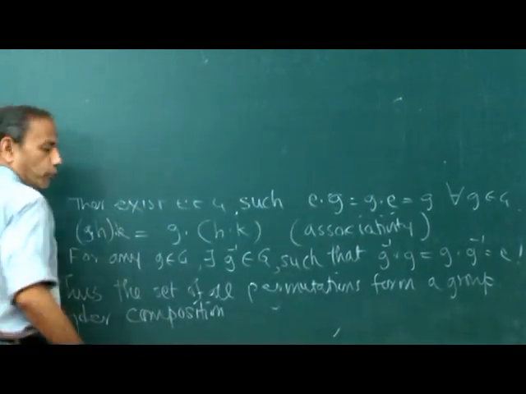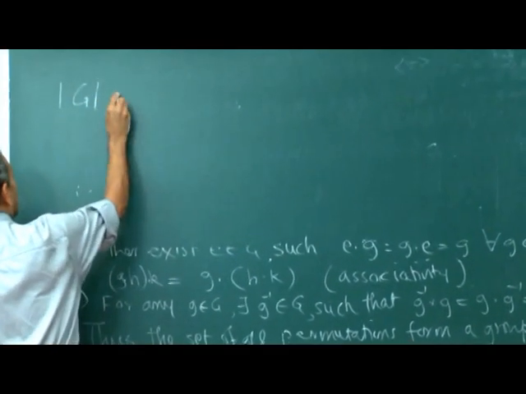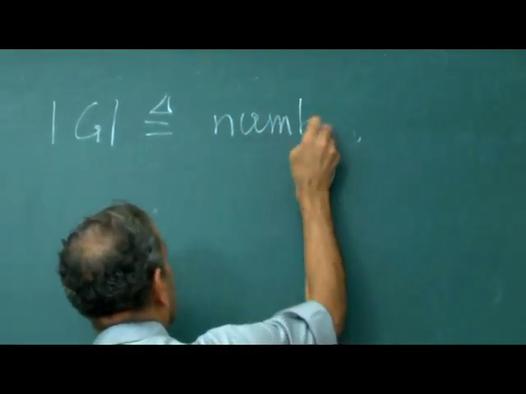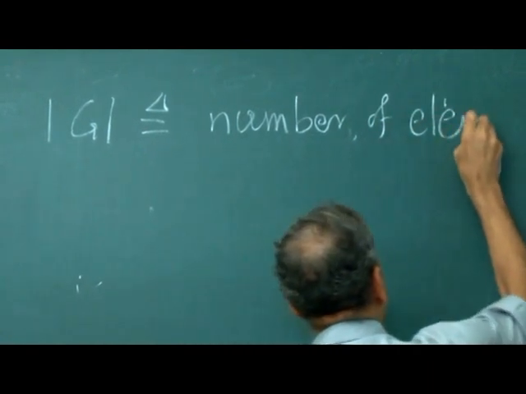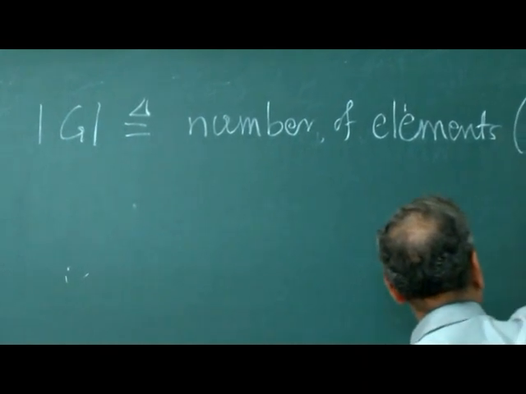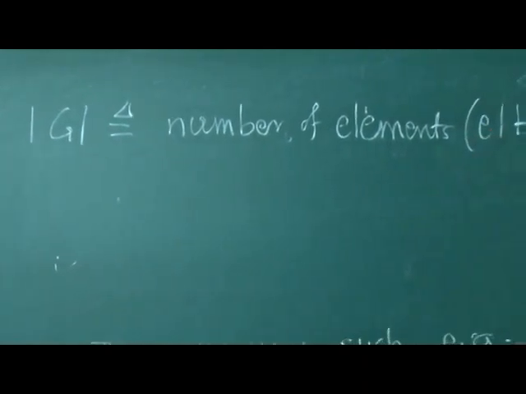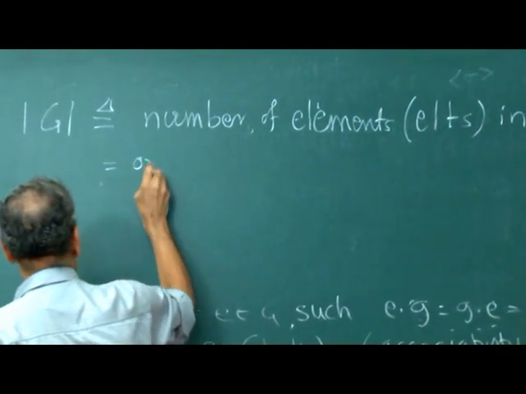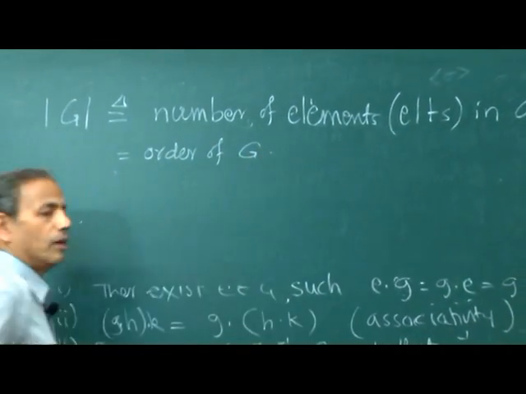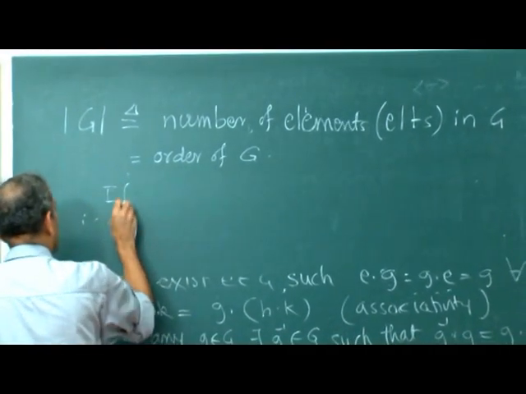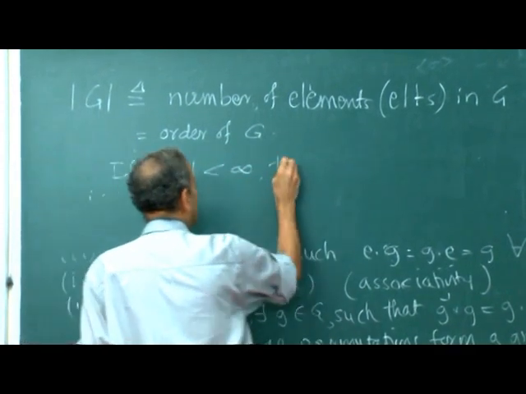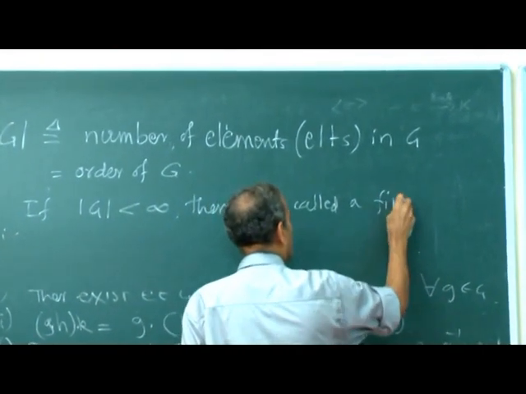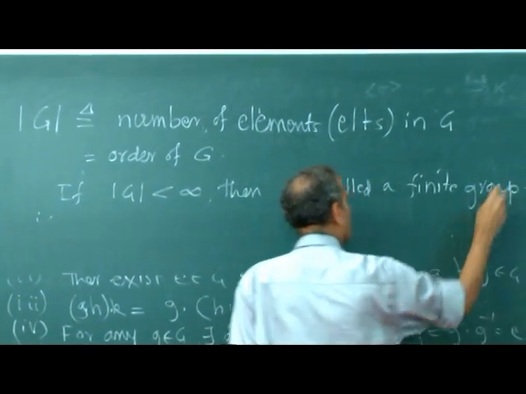Okay. So the number of elements, by definition, in short I will write the number of elements in G as ELTS in G. This is called the order of G. So if the number of elements is finite, then G is called a finite group.